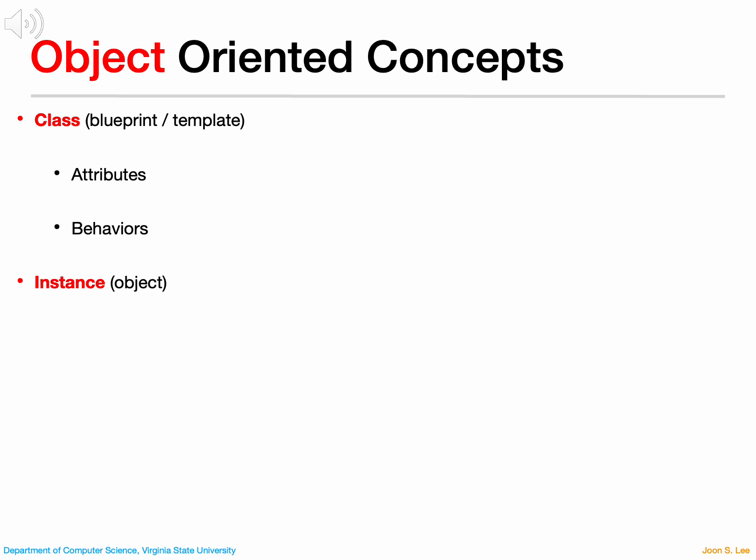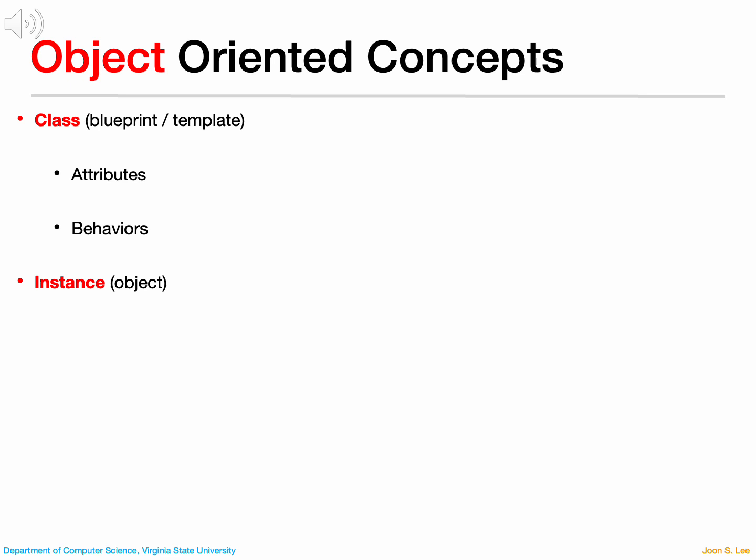Second are behaviors, which are implemented using methods. Behaviors describe the actions an object can perform, such as enrolling in a class or calculating a GPA. So when you look at a class definition, you should always be asking, what data does this object store and what behaviors does it support? Once we have a class, we can create an instance, which is also called an object. An instance is a real, concrete version of the class.